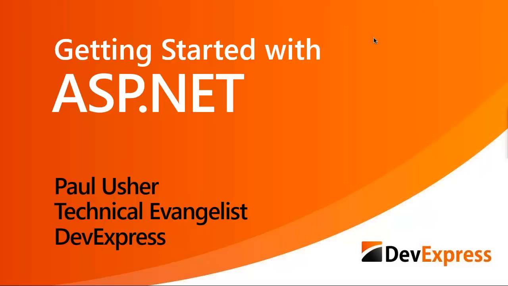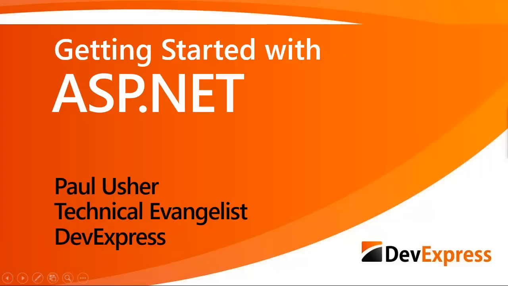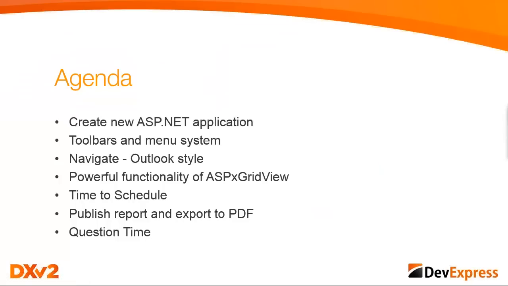Today we're going to take a look at the ASP.NET controls, specifically from the Experience suite. We're going to start out by creating an application, implementing some toolbars and menu systems. We're going to have a look at the Outlook-inspired navigation control, and then drop on a grid view, some data views, look at the scheduler, and then attempt to create a report and publish it to PDF. All this inside 30 minutes.